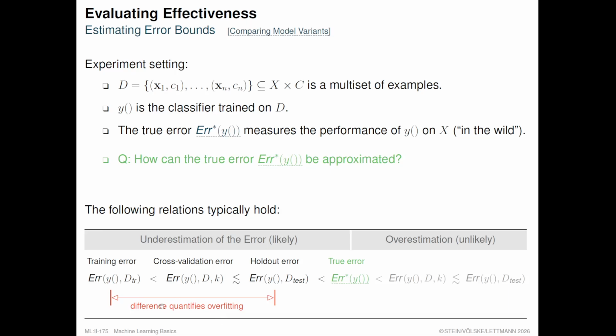This learning by heart and not generalizing, not being able to actually work on new examples, is called overfitting. We'll also look at this later. And the difference between one error estimation that I will come to in a bit and the training error is called overfitting, or caused by overfitting. So using these methods, cross-validation error and holdout error, to estimate the true error is supposed to eliminate the effect of overfitting on our error estimation.